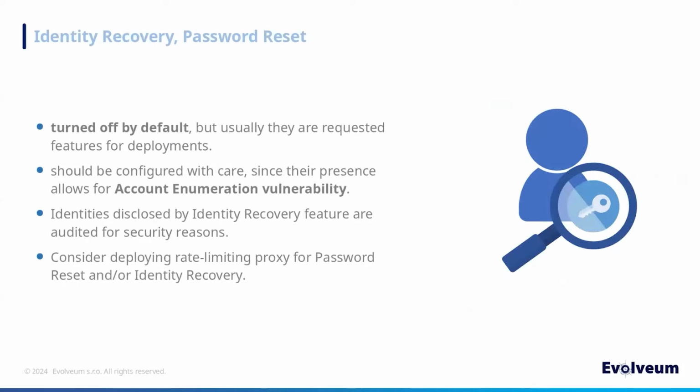The password reset and identity recovery features are not enabled by default, but they are usually requested for some deployments. These flows should be configured with care, since their presence itself allows for account enumeration vulnerabilities. Identity recovery is actually an account enumeration. So in its case, MidPoint tracks disclosed identity in the audit. If you are using it, you should periodically review your audit logs for these disclosures. These disclosures are audited as an information disclosure event type. And you should consider deploying a rate limiting proxy if you plan to use these features.